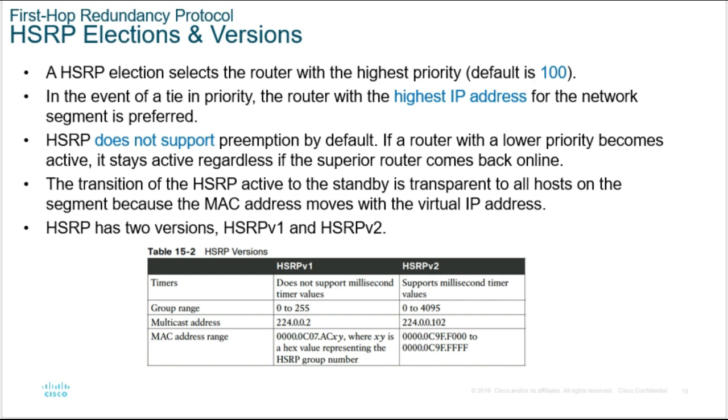The next difference is in terms of the group range, where HSRP v2 has a more extensive group number range. Then the multicast addresses are also different, where HSRP v1 is 224.0.0.2, while HSRP v2 is 224.0.0.102. And the way that you configure the virtual MAC address is different in HSRP v1 as opposed to HSRP v2. HSRP v1 has the MAC address format where the last 2 hex digits depend on what group number you have configured on the router.